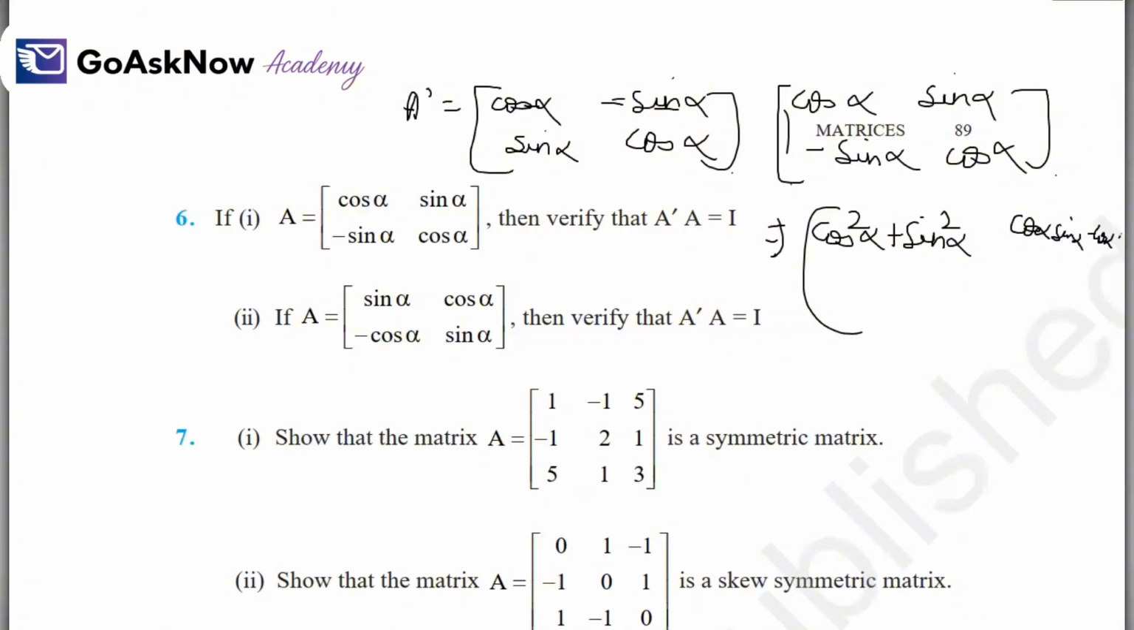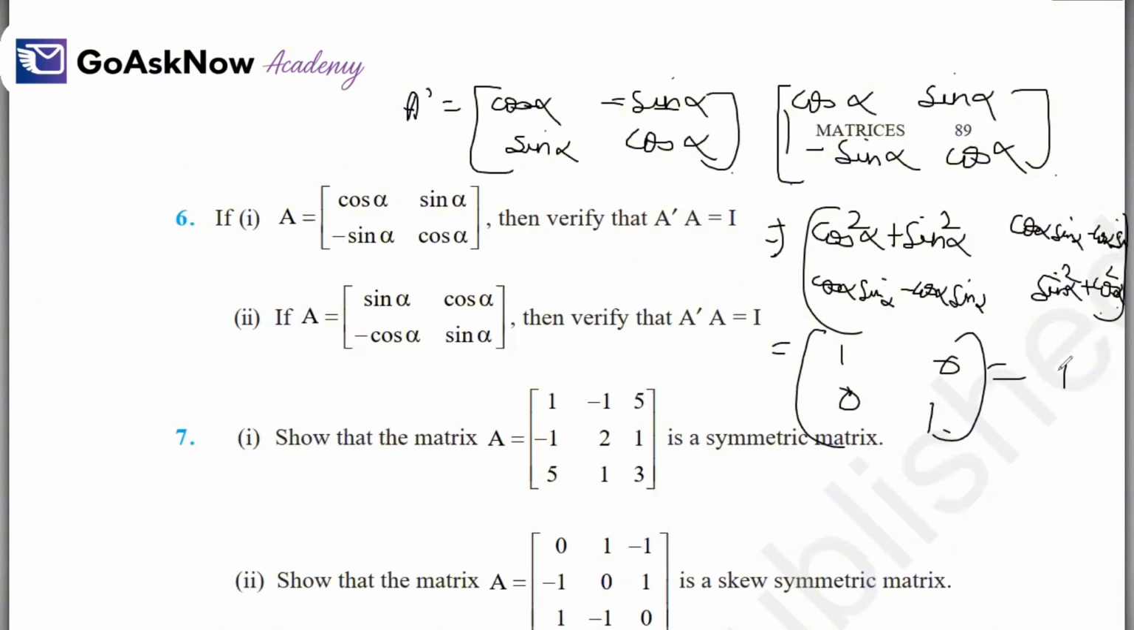That is equal to 0 only. Okay. Similarly, here you will get cos alpha sin alpha minus cos alpha sin alpha. This is also 0. And here you will get sin square alpha plus cos square alpha. That is 1. So you will get 1 0 0 1. That is equal to I only. I of order 2 cross 2. So that is why it is proved here that A dash into A is equal to identity matrix.